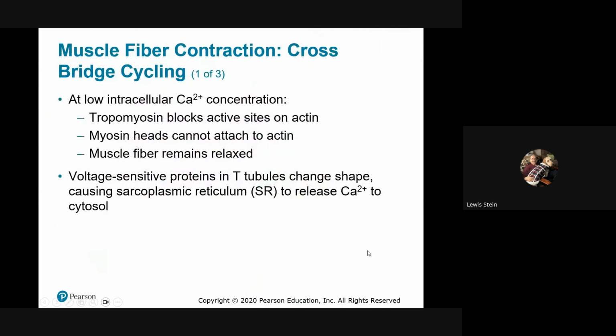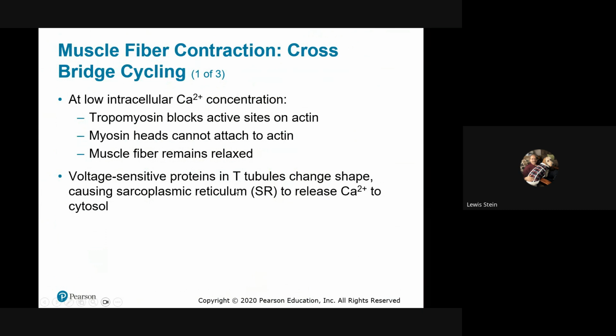Okay, gotcha. So just don't let this be confusing. It says at low intracellular calcium. It's low because the calcium is stored inside that sarcoplasmic reticulum. It's not flowing through the cell. I know students find that a little confusing. At that point, the tropomyosin threads, a thread-like protein, are covering those active sites on the actin. The heads can't attach, the fiber remains relaxed.